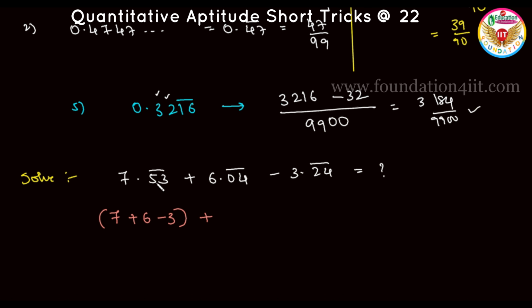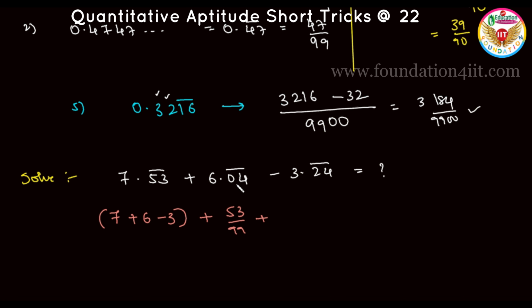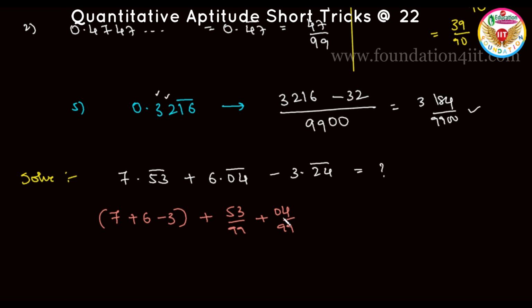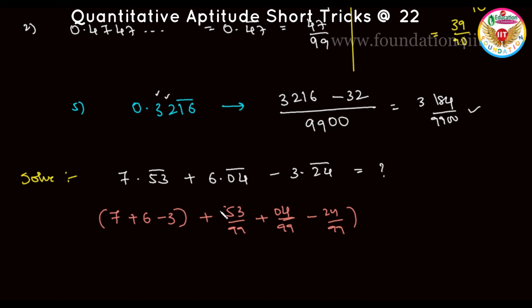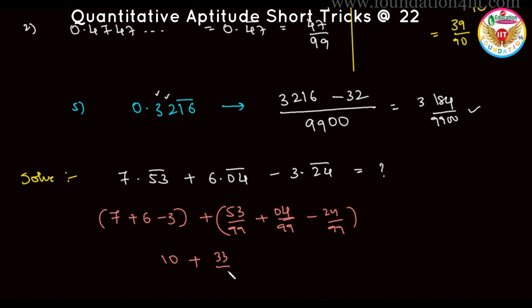Next, 0.53 bar, no? So 53 by 99 it is, plus 0.04 bar. That means 04 by 99, because 0404. 04 by 99 means 4 by 99. And minus this, 24 by 99. This is one set. Now 7 plus 6, 13, minus 3, so 10 plus the same denominators. So 53 plus 4, 57, minus 24, so 33 by 99. That is 10 plus, 33 times 3 is 99, so 1 by 3. So 31 by 3 is the answer.